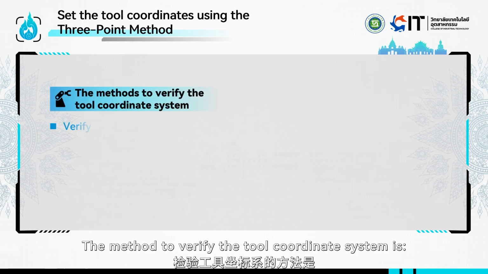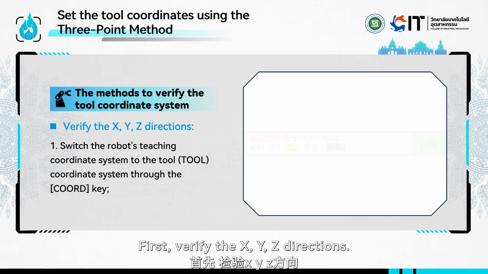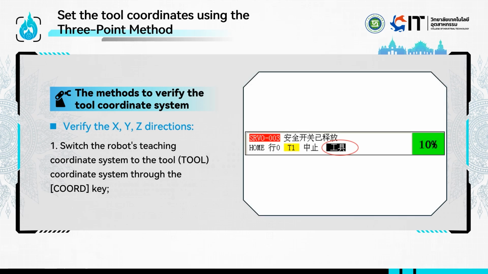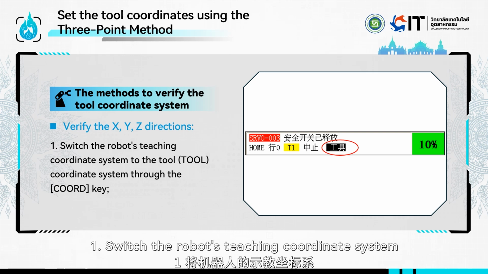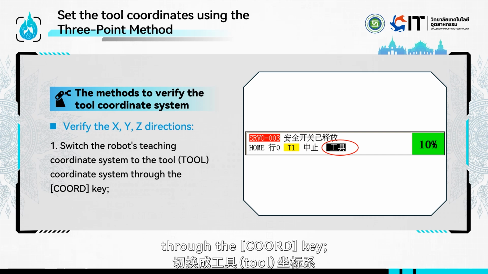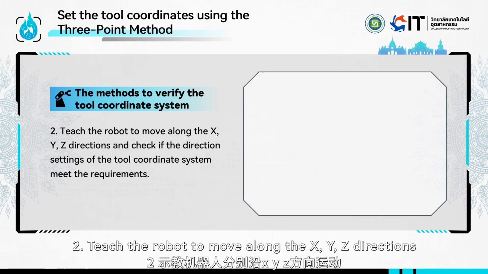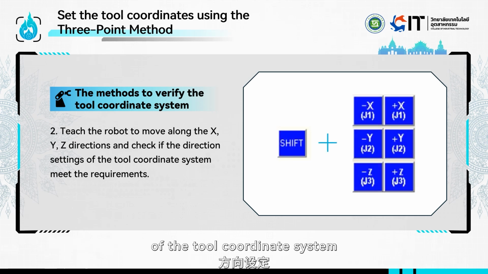The method to verify the tool coordinate system is: first, verify the X, Y, Z directions. 1. Switch the robot's teaching coordinate system to the tool coordinate system through the coord key. 2. Teach the robot to move along the X, Y, Z directions and check if the direction settings of the tool coordinate system meet the requirements.